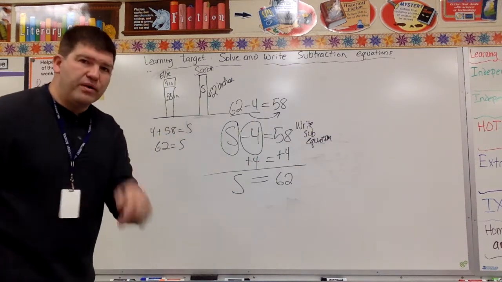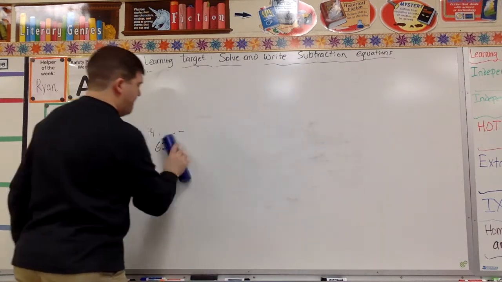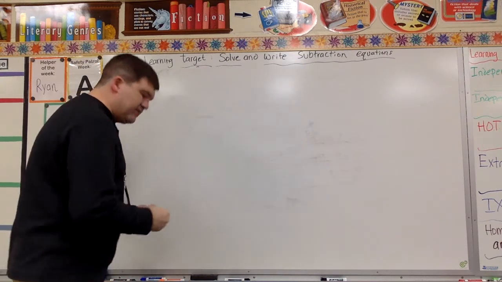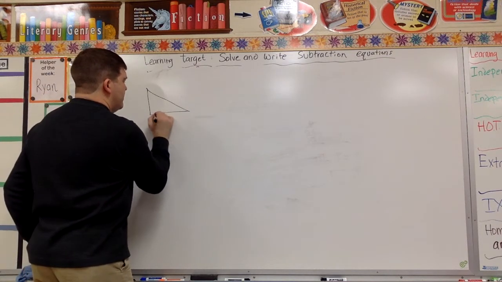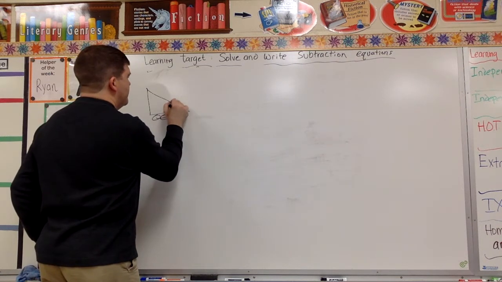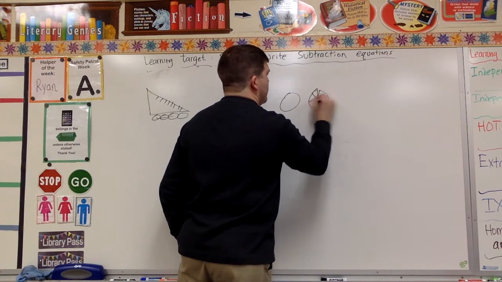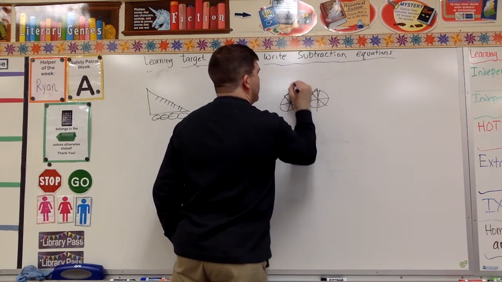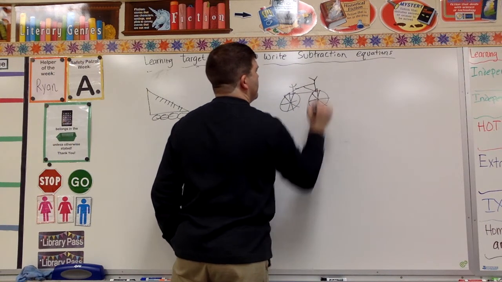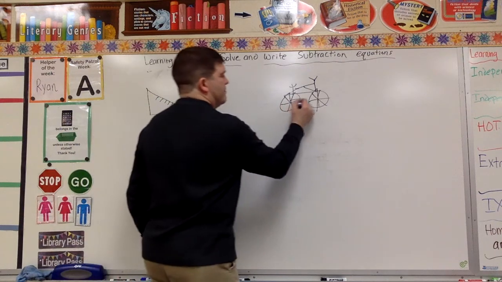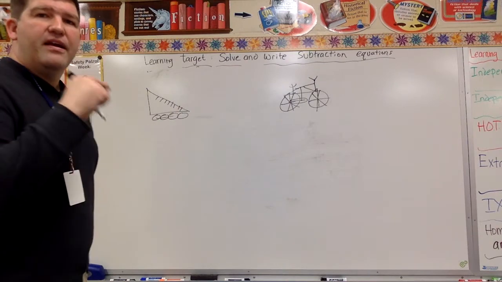Okay? Let's do one more, and we'll be all set. This one is about rollerblades and bikes. Okay, so we have a pair of rollerblades. Okay, and then we have a bike. Oop. Forgot my chain and pedals. All right, so we got our bike and our rollerblades.